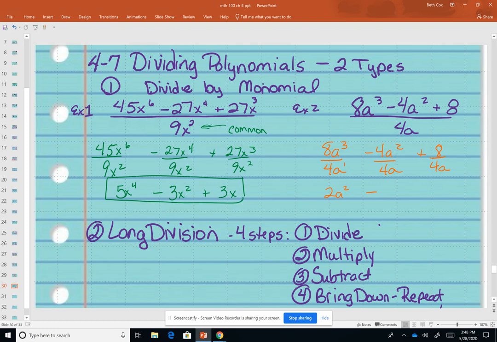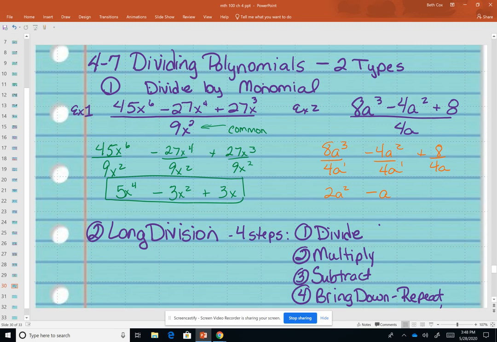Now 4 divided by 4 is 1. I don't have to write the 1. Okay, so I'm not going to. And then a to the 2nd divided by a to the 1st, or the a over, so that's just a plain a. 2 minus 1 is 1.